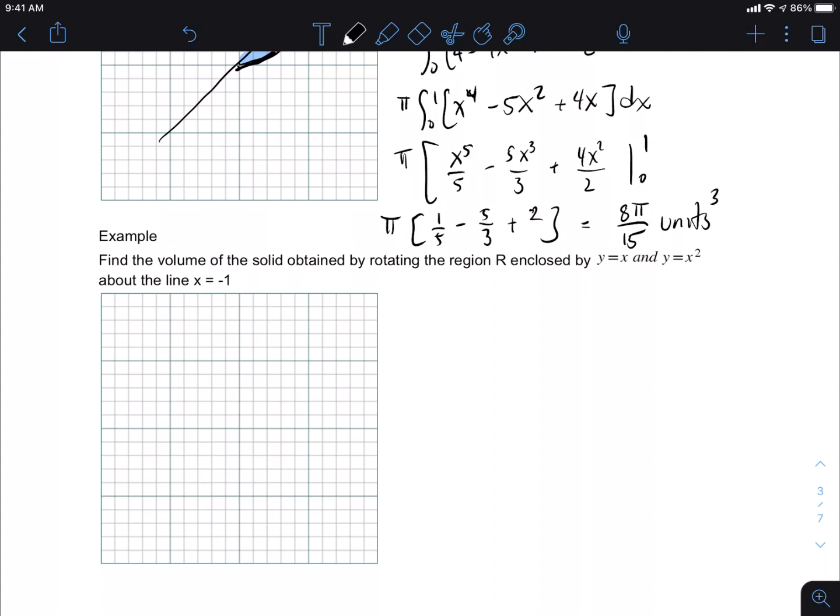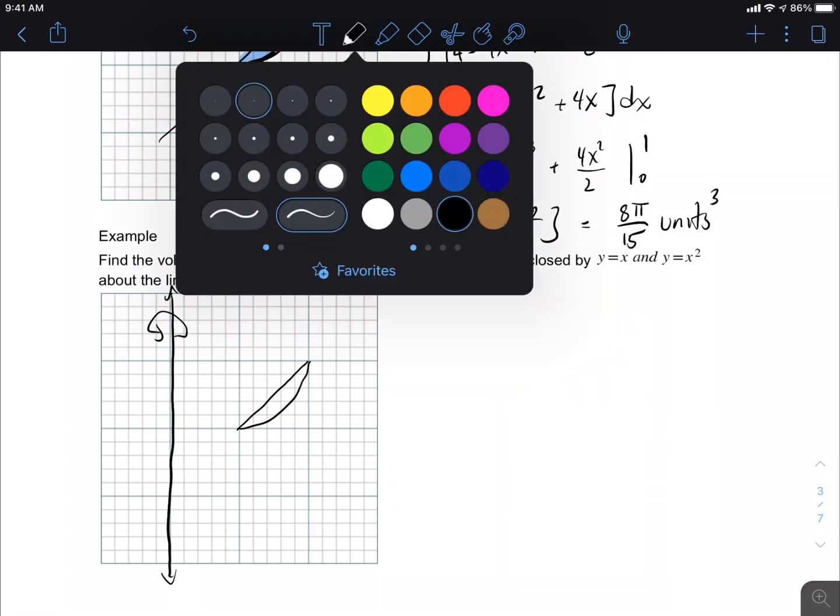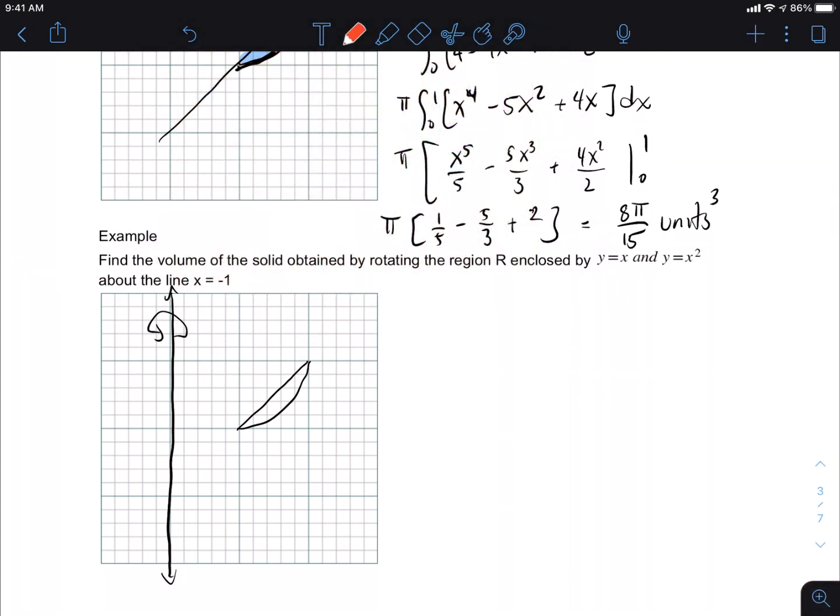So same picture. Same enclosure. But now where are we rotating by? Aren't we rotating about x equals -1? Yeah. So now we're rotating here. This is the axis of rotation. So what should my cross-sectional slice be? Vertical or horizontal?